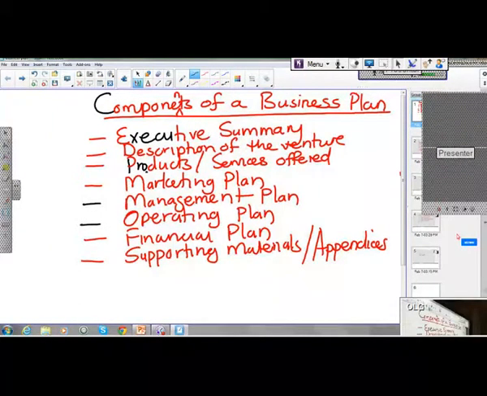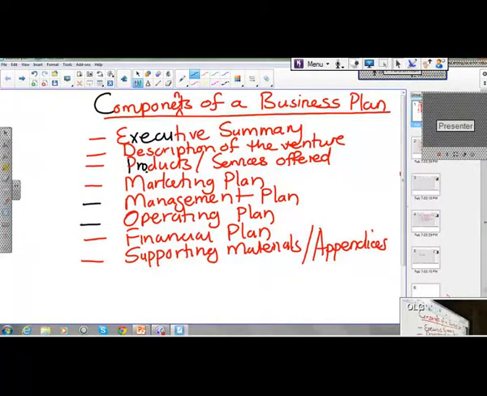The other aspect is... So the other thing is that you also need to look at the financial plan.